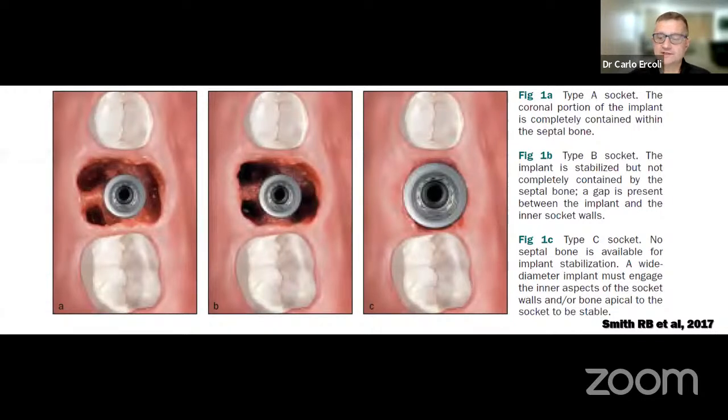There are a number of classifications, including this one by Smith from New York City, where if you do have enough interseptal bone, you might stabilize a normal standard size implant, 4, perhaps 5 millimeter diameter. But the problem becomes when you do not have that septum and the ability to stabilize the implant in that area, which is actually more often than not. So you need to resort to different types of implants, like a larger diameter implant.